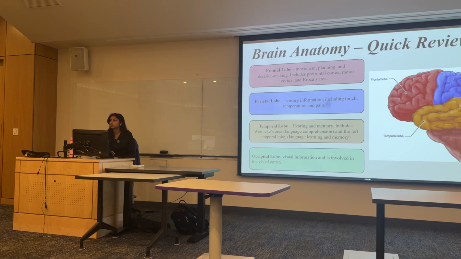And then in the very bottom of your brain, you have the temporal lobe. This handles your hearing and memory. It includes Wernicke's area, which is for language comprehension. And the left temporal lobe is also for language learning and memory, so also kind of responsible for language. And then lastly, on the back, this is the lobe that we're going to cover today. It's called the occipital lobe. It's dedicated to vision, it processes visual information, and it's involved with the visual cortex that we'll be looking at today.